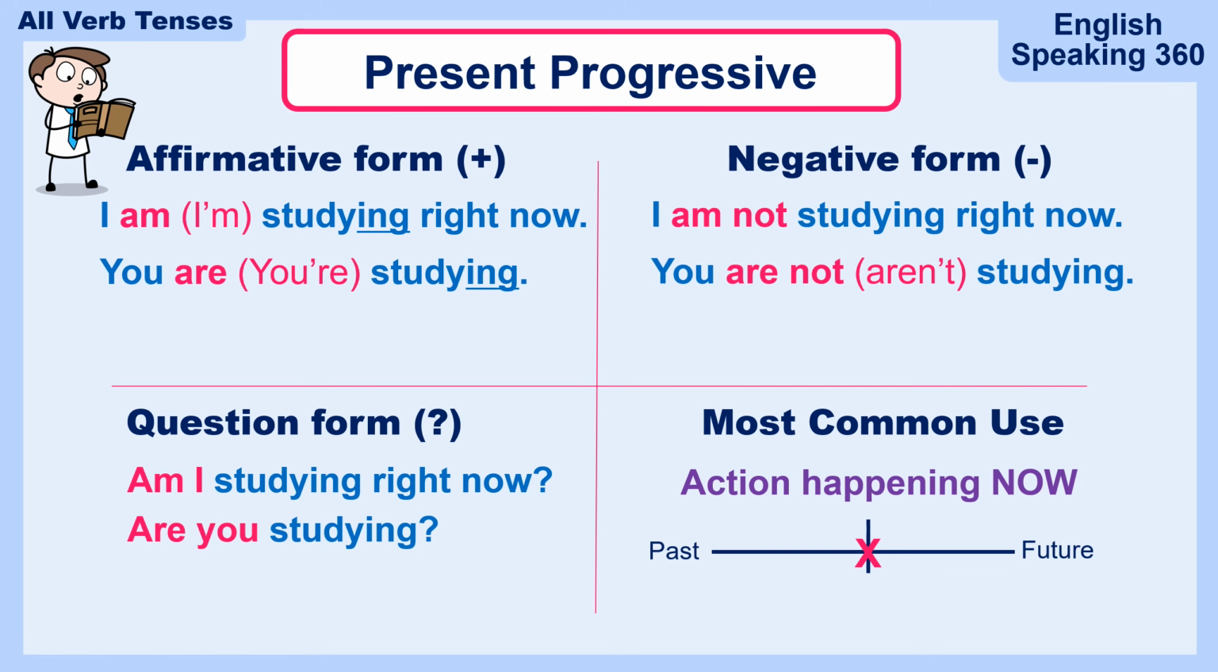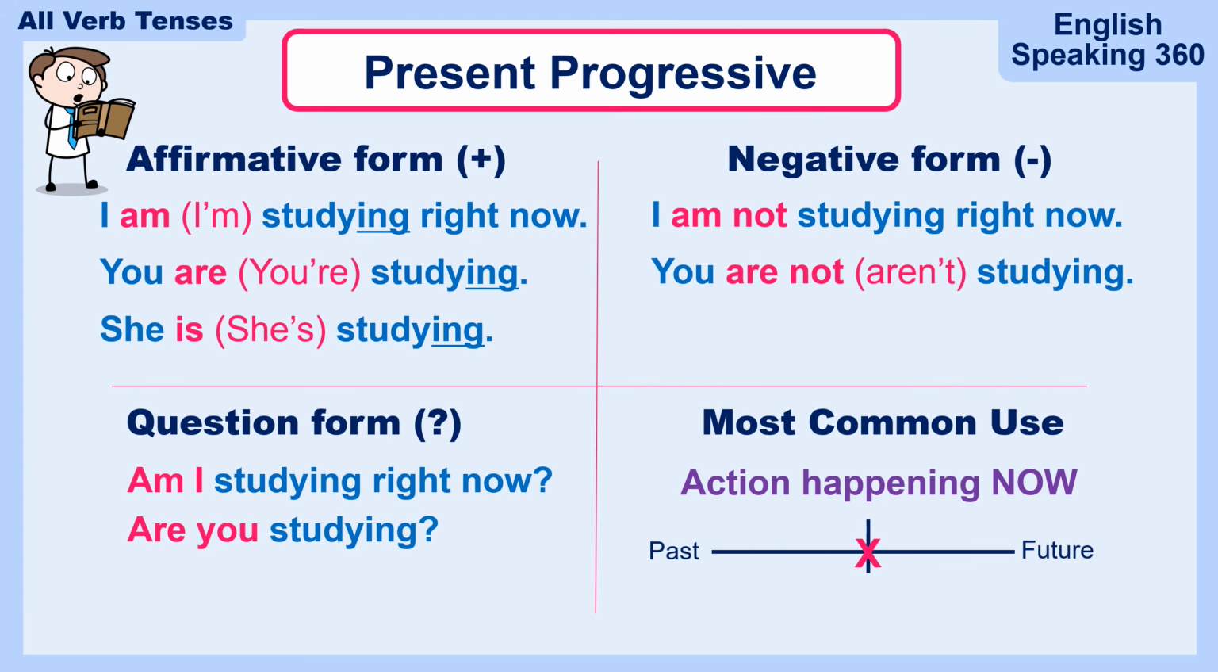Let's go with a third example. She is studying right now, or she's studying right now. Now you see, I am, you are, she is, he is, it is, we are, you are, they are. That is the verb to be, and that is what you have to use for the present progressive.